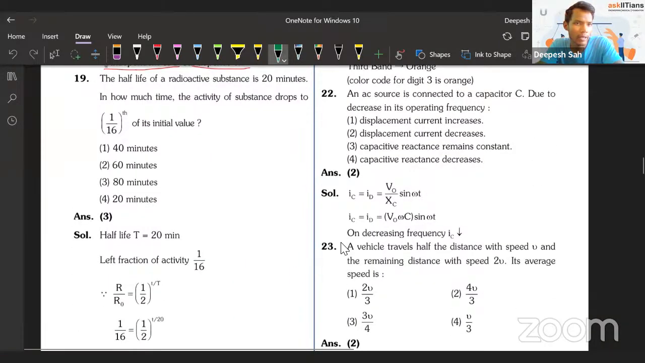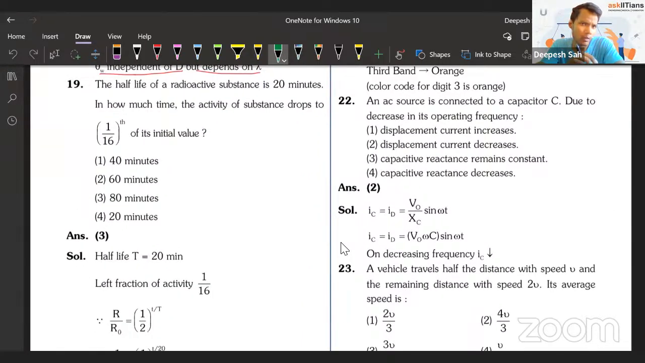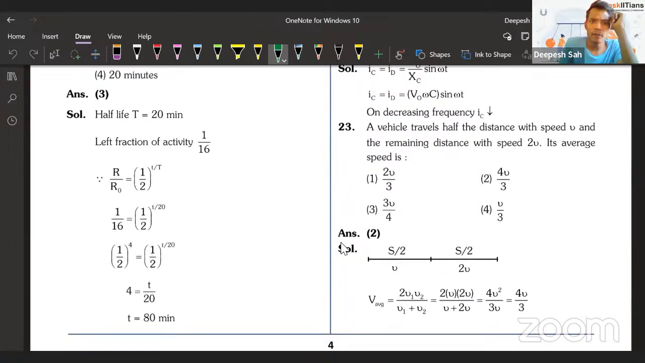The half-life of a radioactive substance is 20 minutes. In how much time does the activity of the substance drop to 1/16th? Okay. This is a very regular question. You might have done this question on your own when you were preparing for half-life. Okay. So half-life is given as 20 minutes.